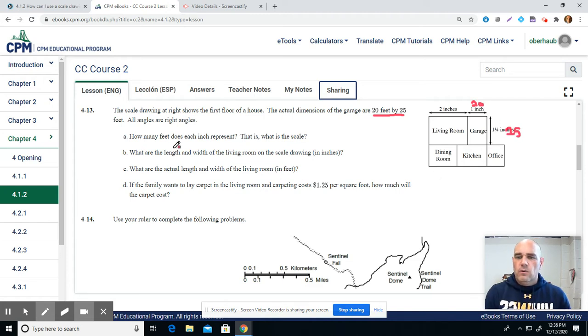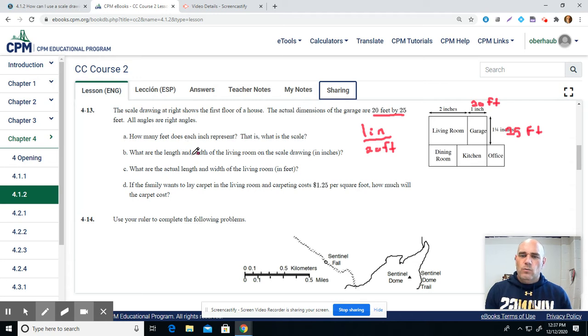All right. So how many feet does each inch represent? So if I look right here, I know that 1 inch on my drawing is going to be 20, should probably label this, 20 feet in real life. So 1 inch is 20 feet. Get this labeled up also. That is, what is the scale? So our scale for this is going to be on this drawing, for every 1 inch, it is going to be 20 feet in real life. That is my scale for this.